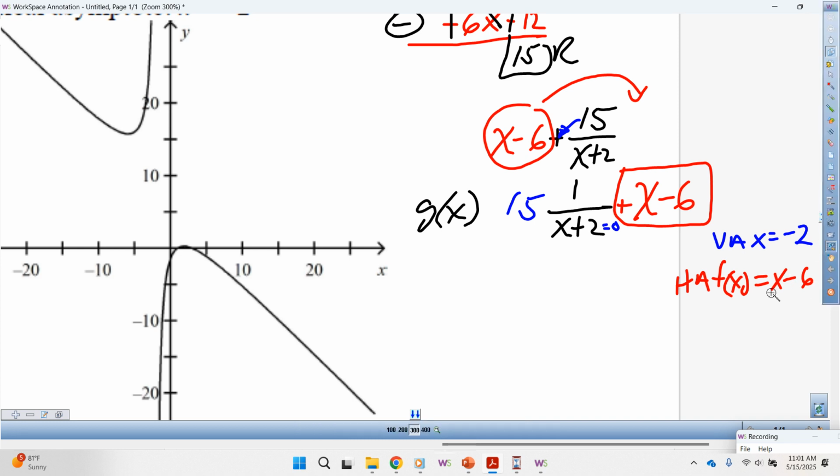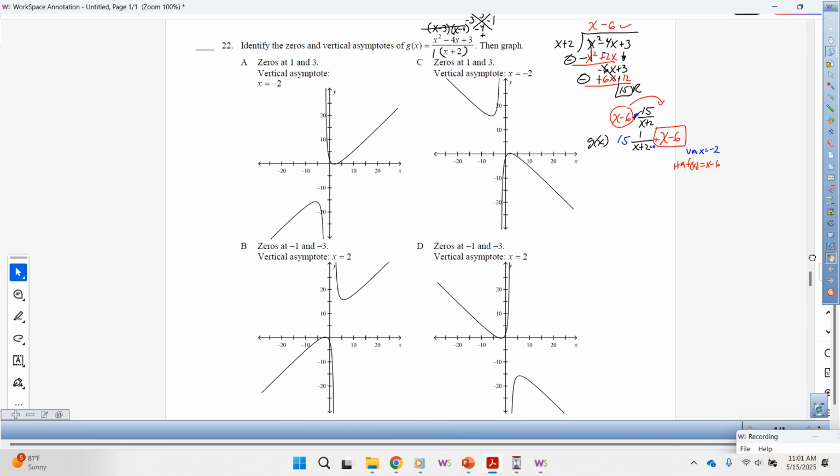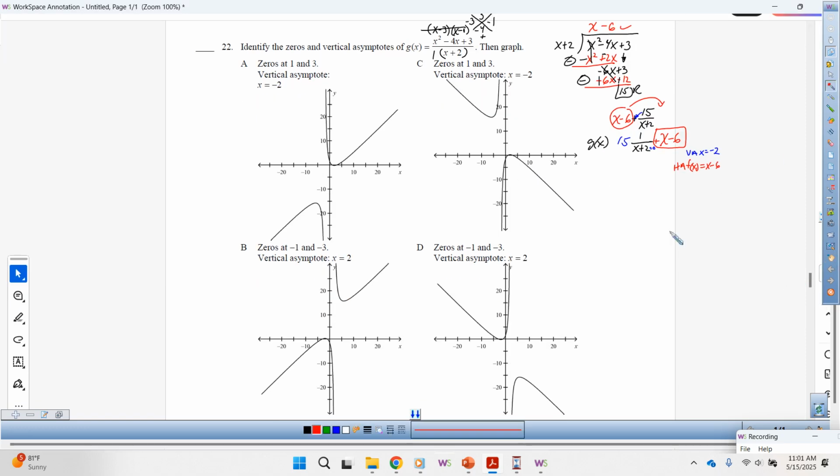So let me zoom out. Let's first look for the graph that has our VA, which is at negative 2. Which one has an invisible line going through negative 2? Let's see. Is there an invisible line going through negative 2? Looks like this one, yes. This one, yes. This one, no. Nor this one. This is going through a positive one, so no. So right now we are in these two right here.